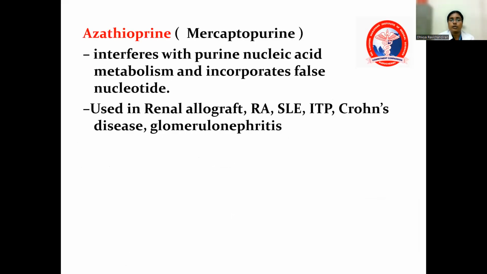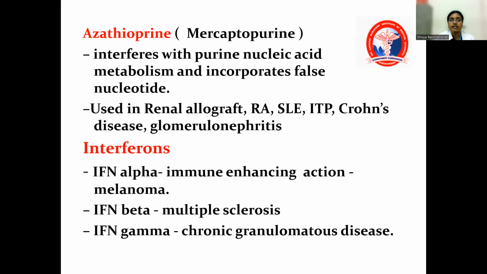Azathioprine, also called mercaptopurine, interferes with purine nucleic acid metabolism and incorporates a false nucleotide. It is used in renal allograft, rheumatoid arthritis, SLE, ITP, Crohn's disease, and glomerulonephritis. Lastly, interferons. Interferon alpha has an immune enhancing action and is used in melanoma, interferon beta is used in multiple sclerosis, and interferon gamma is used in chronic granulomatous diseases.